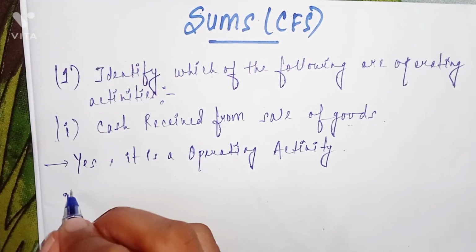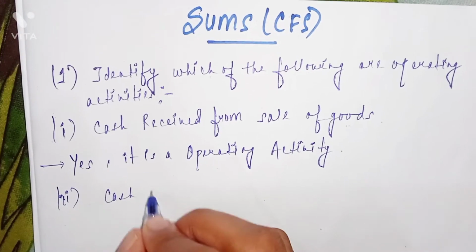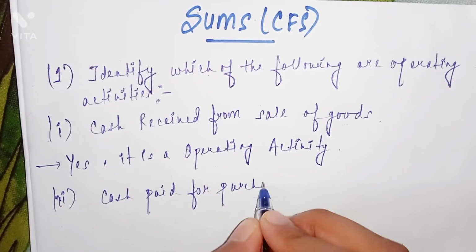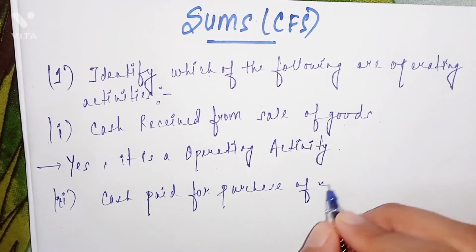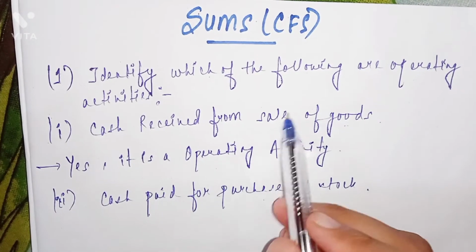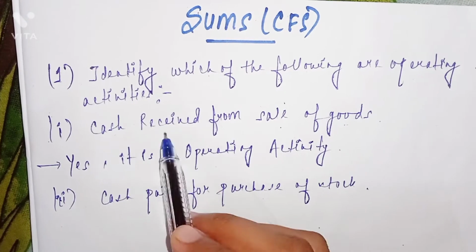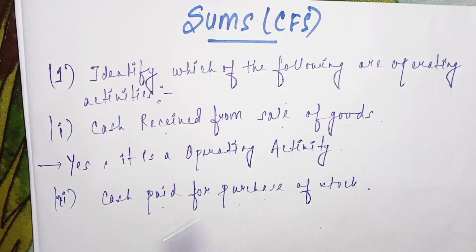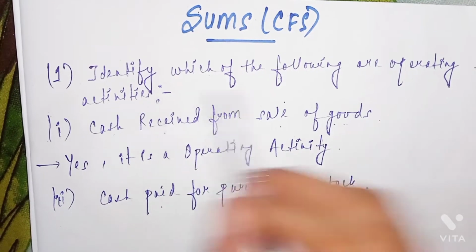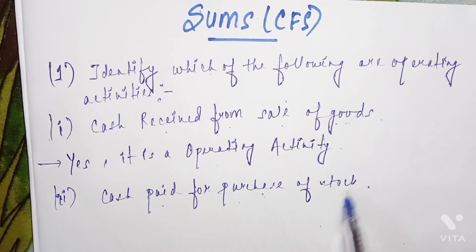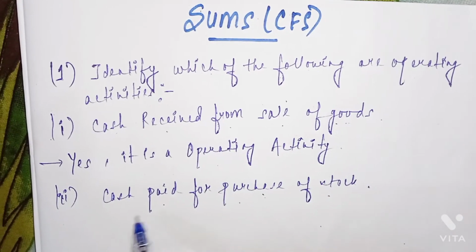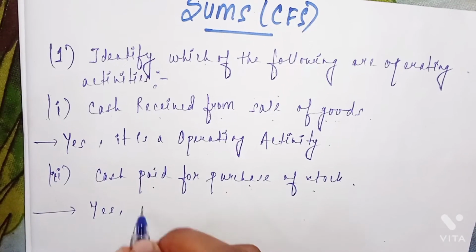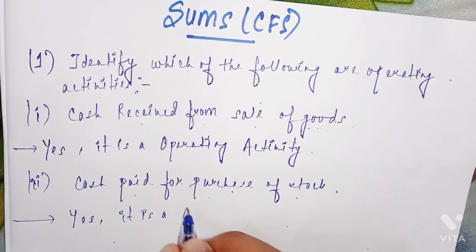My second item is cash paid for purchase of stock. Whenever there is a sale, we all know the cash is received, and whenever there is a purchase, we always talk about the cash is paid. As I told you, the sale of goods will involve the operating activities. Similarly, any purchase of stock or any purchase of goods will involve the operating activities. So, the answer is yes, it is also an operating activity.